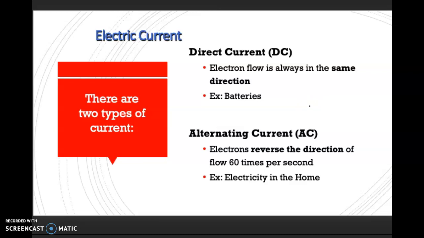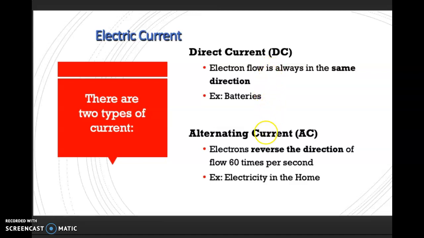With current, there's two different types. There can be direct current. We say DC, that means direct current. It's always flowing in the same direction. That would be like with batteries. So last week on our PhET simulation, you were using direct current.